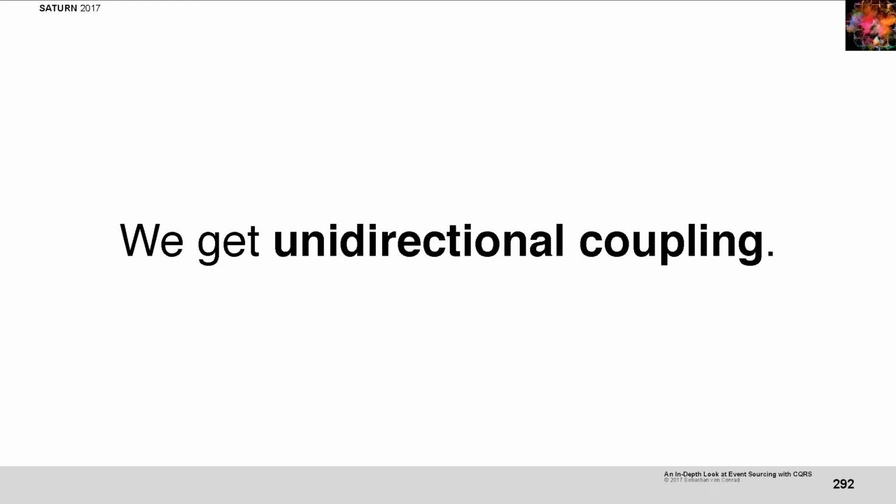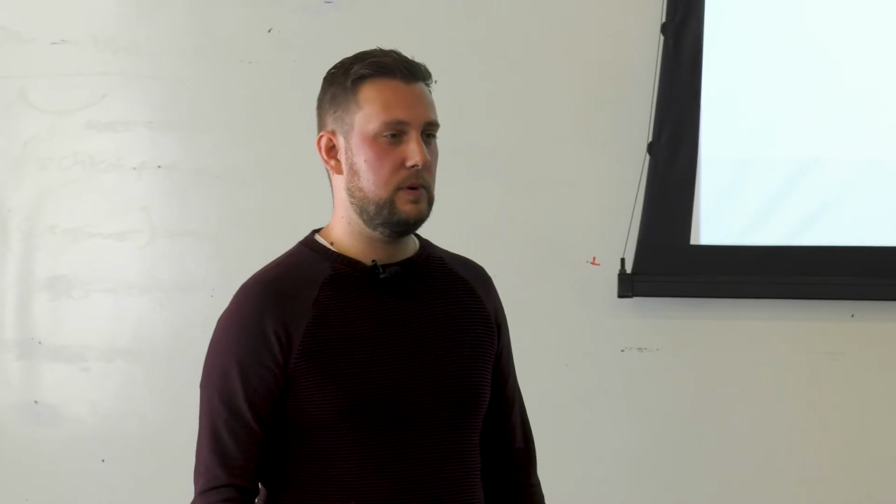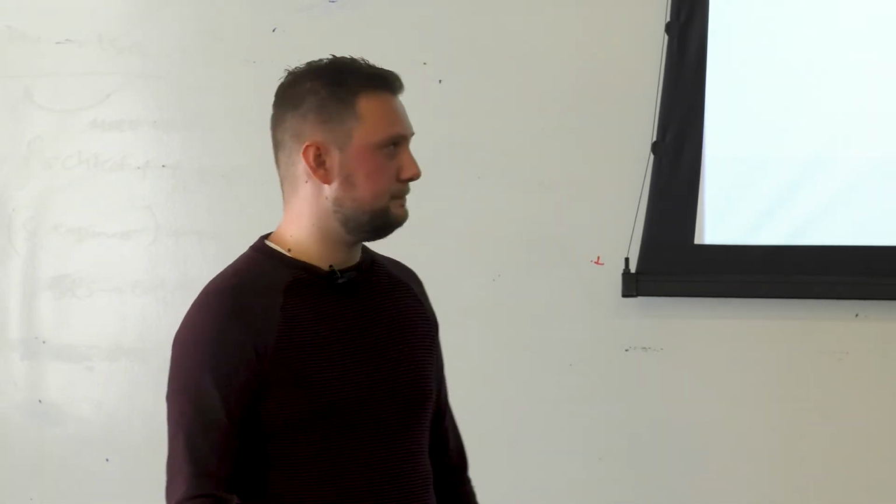We get nice unidirectional coupling, which I think is a good benefit. And it provides logical seams for microservices. So, big question is, how do we build microservices? In this particular case, we slice by business capability, business rules, etc.